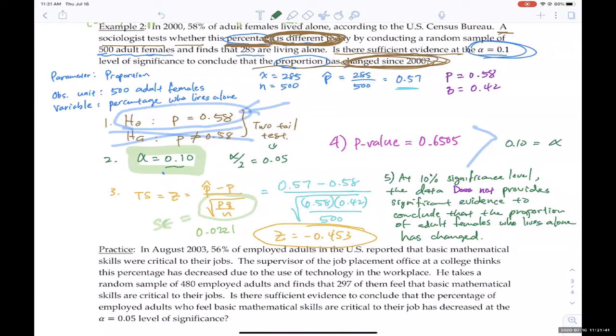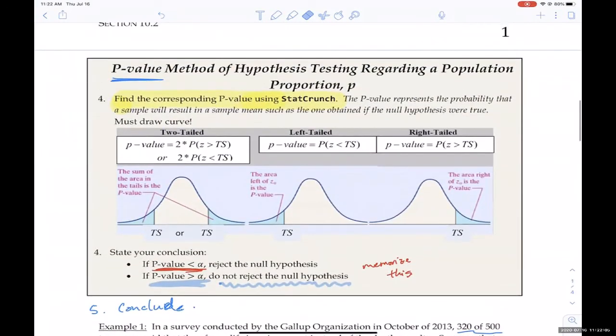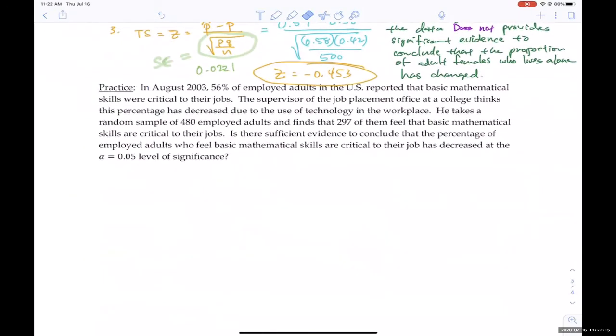Get the idea. This is basically a step-by-step process. You don't necessarily need to calculate any of this yourself, because you're going to be using StatCrunch. I just showed you how to input it. This is the 5-step process of going through the p-value method of hypothesis testing regarding a population proportion. And with the z-value, with the mean, it's exactly the same thing. It's pretty much the same.